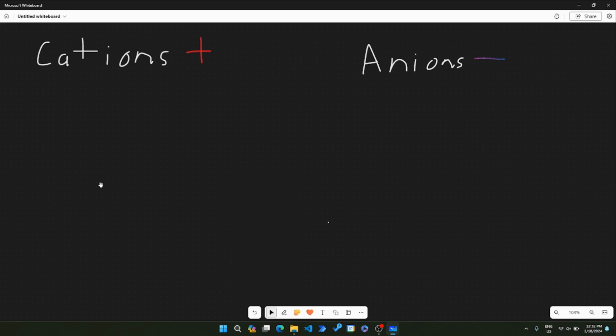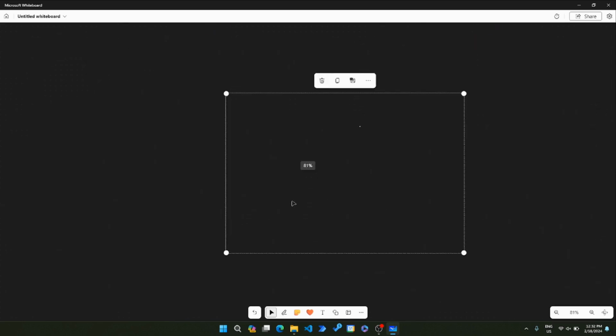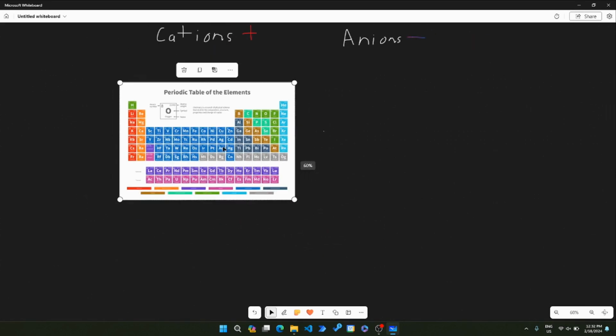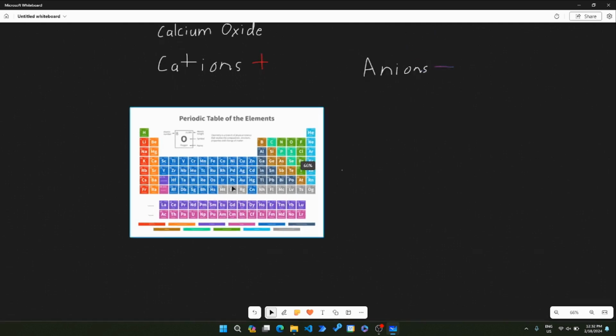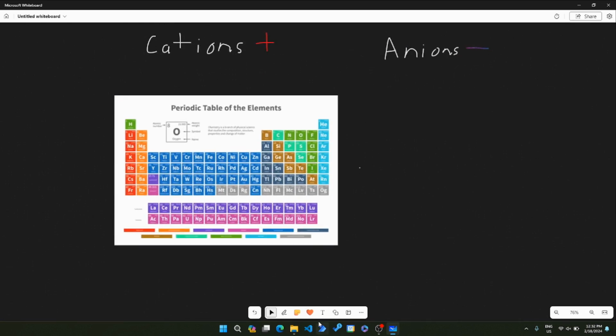If we grab a periodic table, it's pretty easy to tell which elements will form cations. Usually metals are the only elements that will form cations. So this column, all of this stuff, is basically a significant majority of the periodic table, and that includes the lanthanides and the actinides. And from the position on the periodic table, you can often tell the charge of the cation.